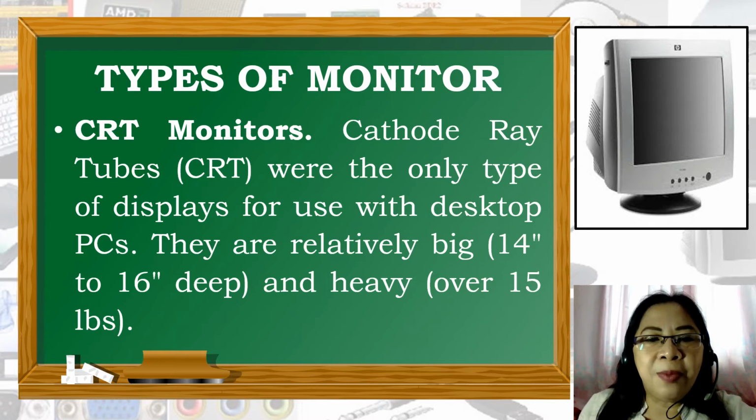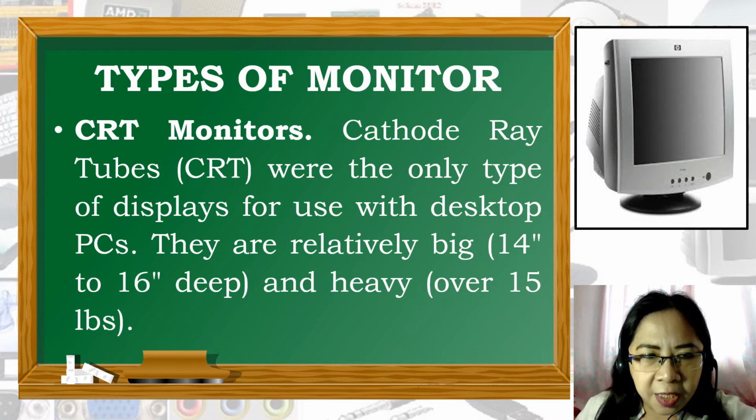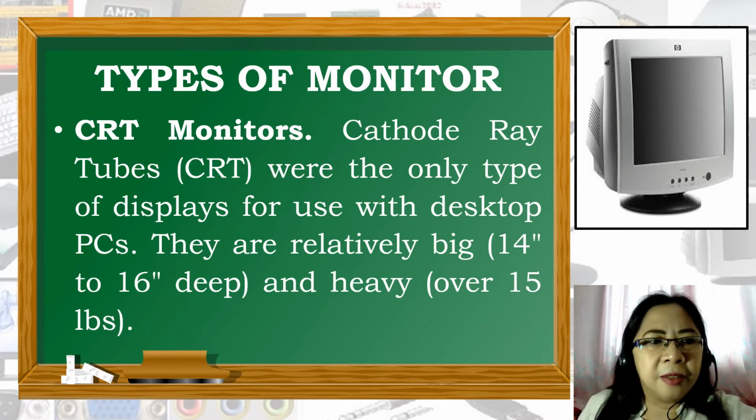We have three types of monitors. The first one is the CRT monitors. Cathode ray tube or CRT were the only type of displays for use with desktop PCs or desktop personal computers. They are relatively big, 14 inches to 16 inches deep, and heavy, over 15 pounds. This type of monitor is already obsolete.